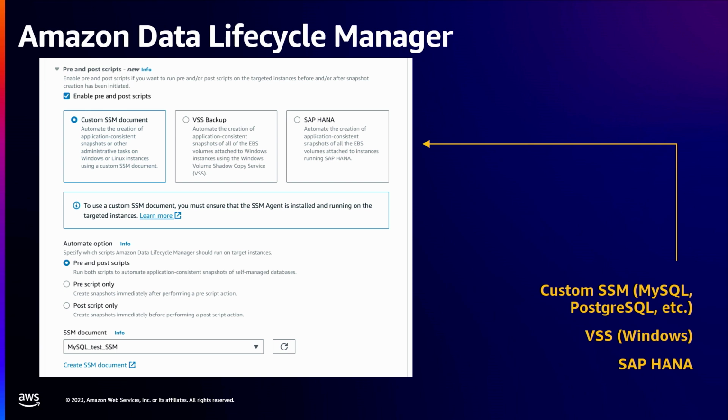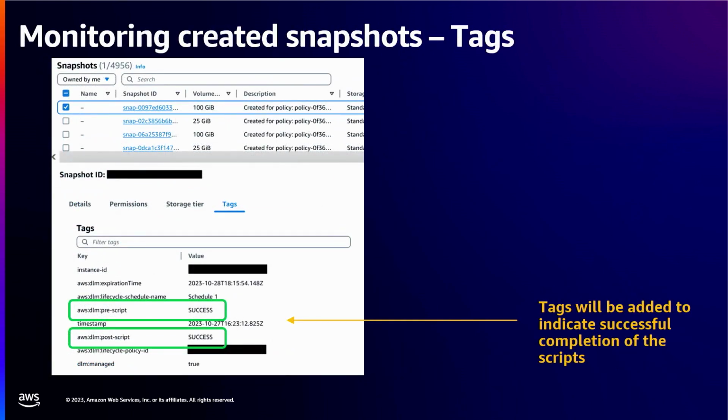And you're probably thinking, great, I've set up my policy, it's starting to turn out snapshots, how do I know it's application consistent? There are a few ways you can tell. Firstly, through tags. Through this process of creating application consistent snapshots through the policy, we are going to add 2 tags to every snapshot that's created. If you see the success value next to the pre-script and post-script keys of those tags, if you see both of them, you can rest assured, if your SSM document contained the right commands, that it's going to be an application consistent snapshot.